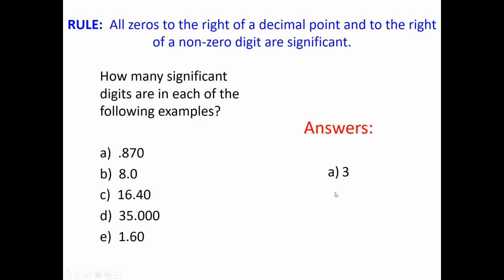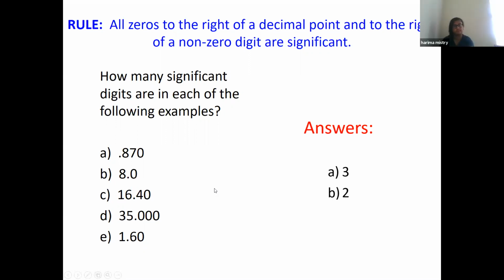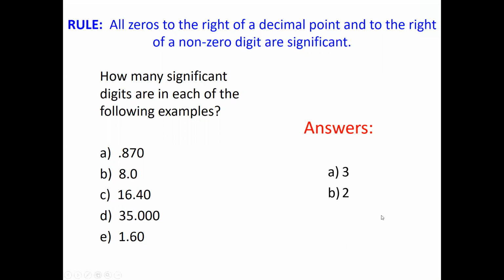What about B? Anybody want to take a guess on B? 2. Did you say 2? That one would have 2. What about C? How many would that have? C, exactly. 4, as Roddy said, it would have 4, okay? These non-zero numbers are always significant. So really the 0 is what I have to decide on. Since it's behind a decimal and behind a non-zero, it's considered significant.